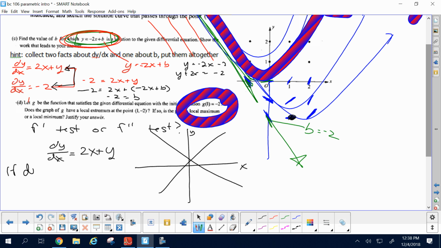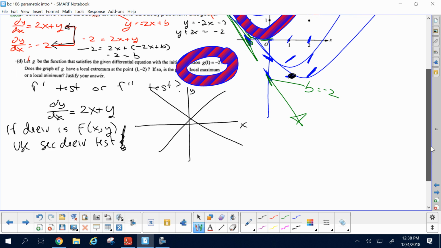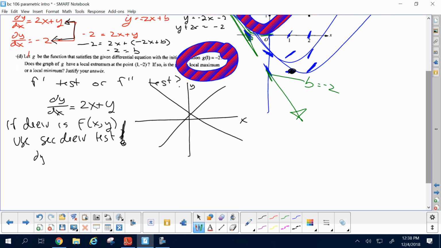If the derivative is a function of x and y, which is, by the way, common Calc 3 notation, then use the second derivative test, because interval testing is not an issue, it's at a point. So, dy/dx at (1, -2), what is it? 0. The second derivative, which we're obviously going to have to find, is 2 plus dy/dx.